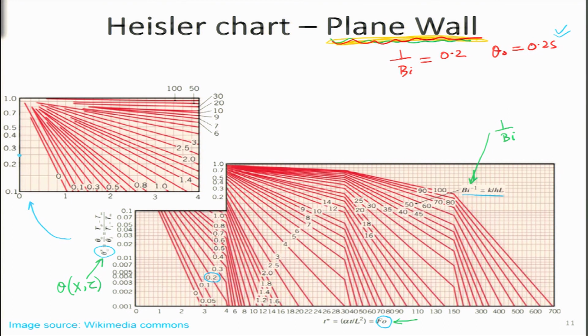So this particular blue point represents theta naught equals 0.25, and these numbers are 1 by Biot number, all the numbers given over here. So our 1 by Biot is 0.2, which is very small. You can see this is between 0.1 and 0.3, so our 0.2 line is somewhere over here. Let me draw it in blue color. So we are going over here.